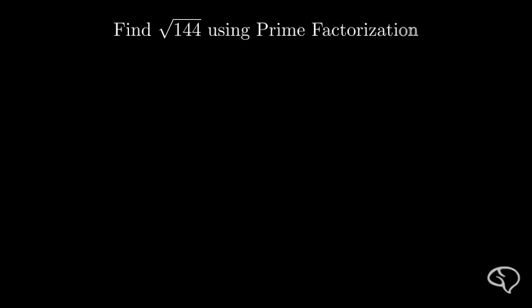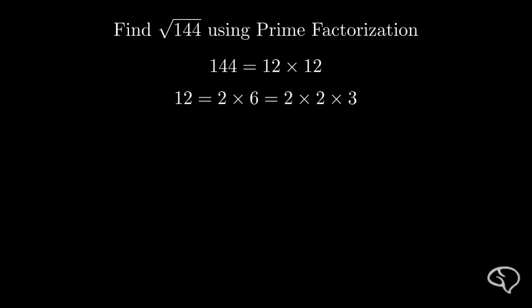Now let's recap how to find the square root of a perfect square using prime factorization. A perfect square is a number that is the square of an integer, like 4, 9, or 16. Let's find the square root of 144. First, we find the prime factorization of 144. This means we break it down into its prime number components. 144 is 12 times 12. 12 is 2 times 6, and 6 is 2 times 3. So, 144 is 2 times 2 times 3 times 2 times 2 times 3.